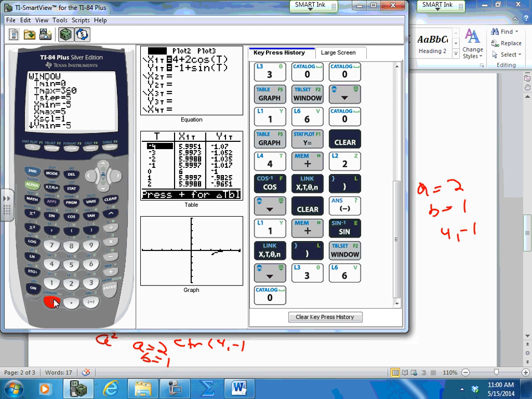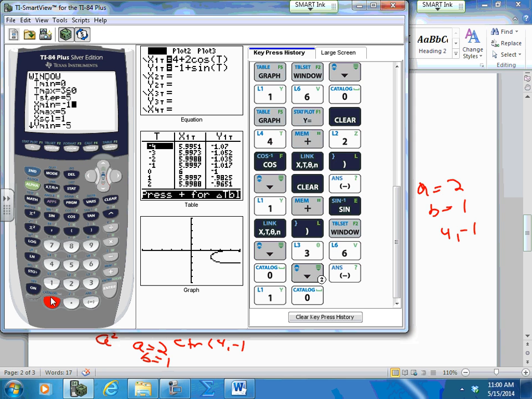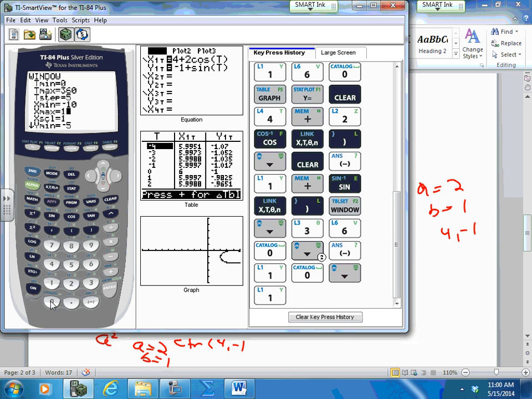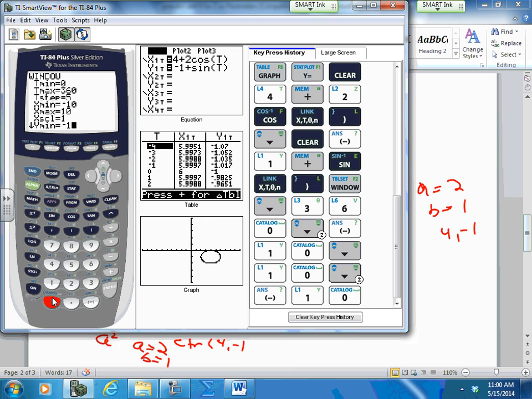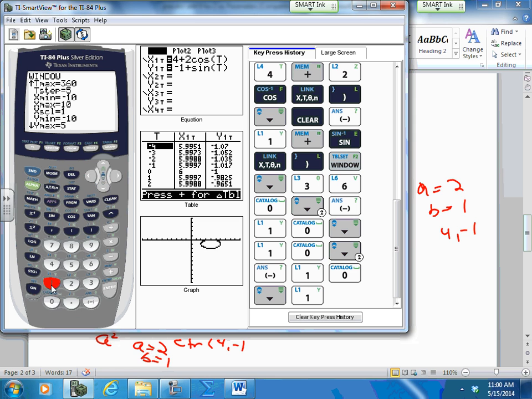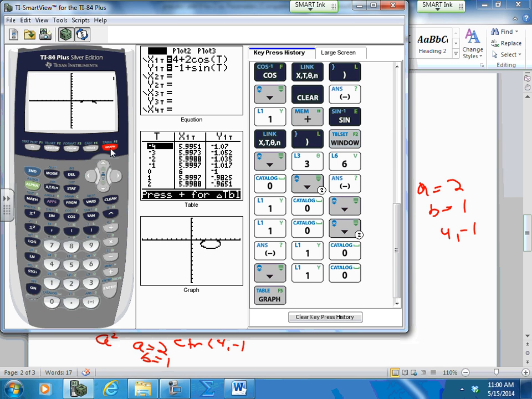Now, I'm going to have to change my x because, remember, this is shifting over. It's going to start at 4, negative 1. And then I'm going to add some to the sides. So I'm just going to make this go negative 10 to positive 10 for both of them. And if it doesn't work, I go to my table and I see what will work. So I graph. There's my ellipse.